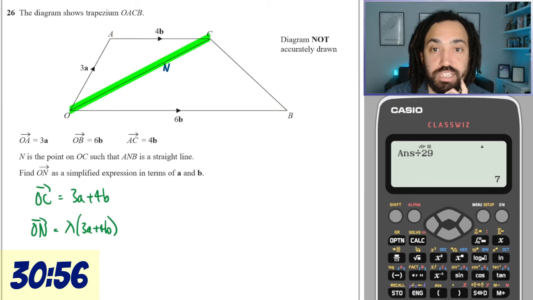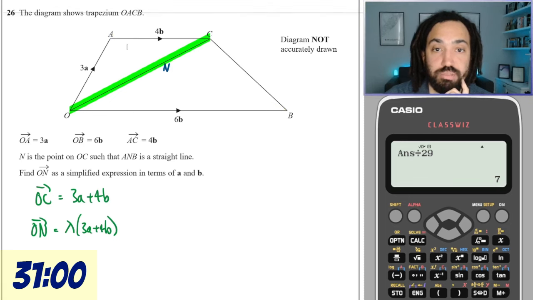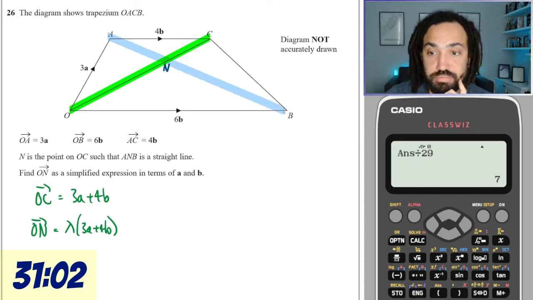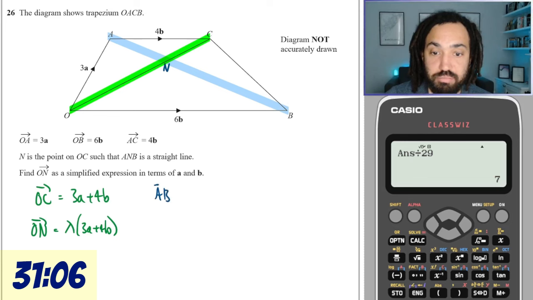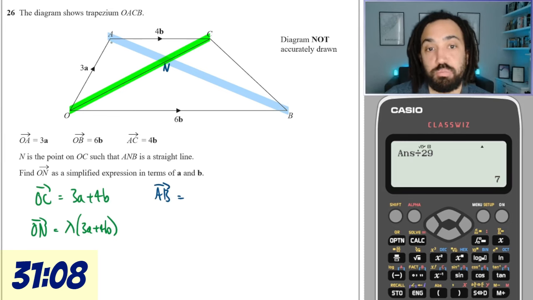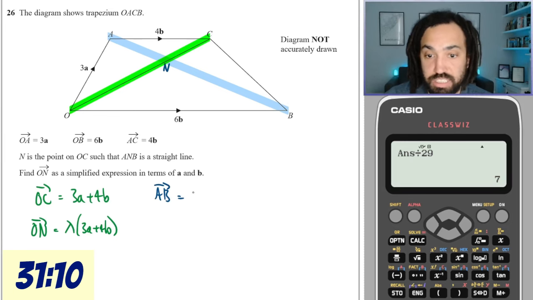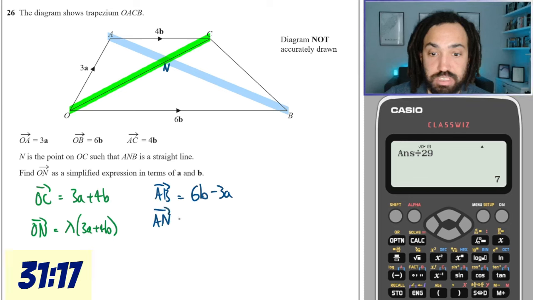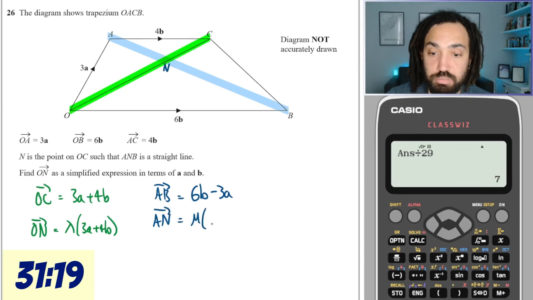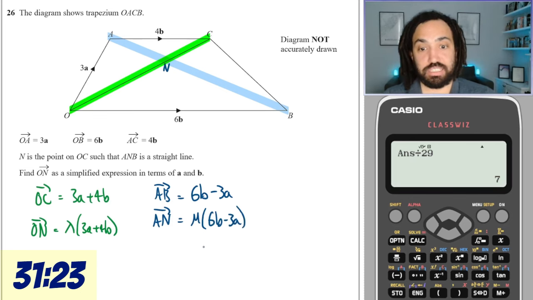Okay, right, I need to use a different colour actually, because that's not going to show up very well. Right, so the blue line. Let's find the blue line. The blue line is A to B, which will be minus 3A plus 6B, or I can write it as 6B minus 3A. And A to N is some multiple of that. I'm not sure what it is yet, but it is some fraction of that.